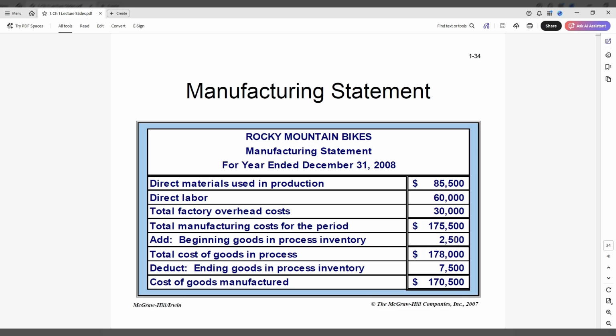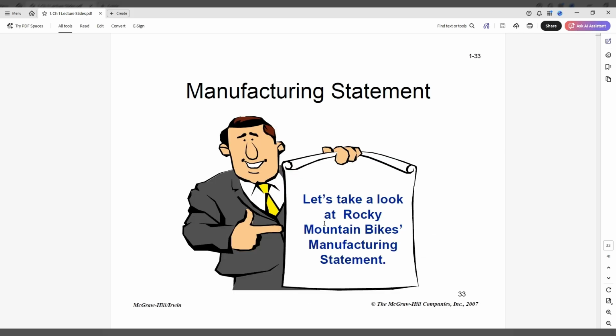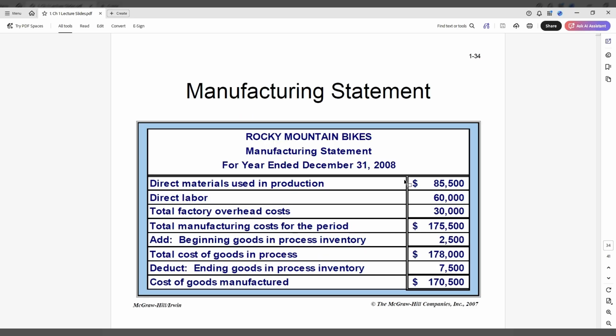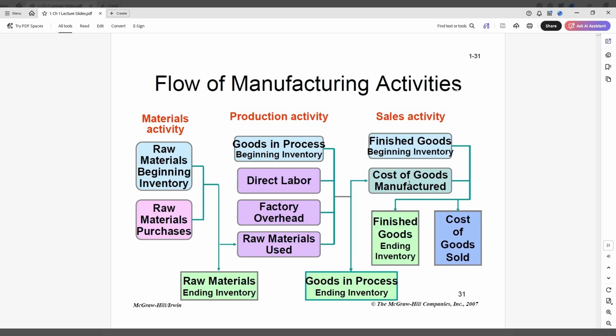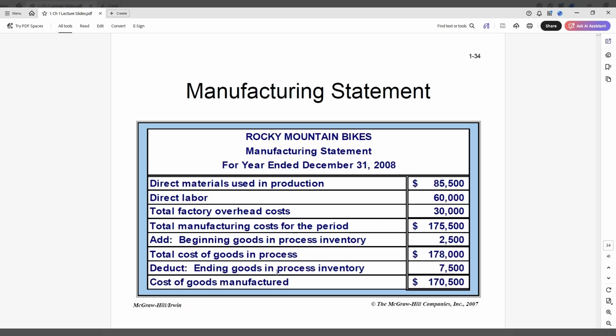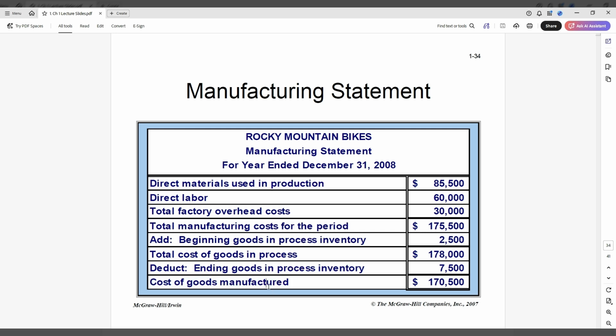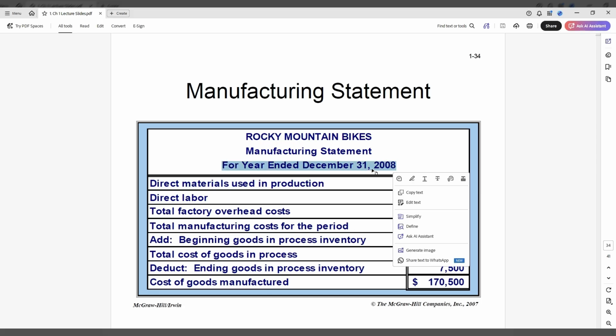All right, let's look at a manufacturing statement. This is the report I was mentioning earlier that we could use to figure out cost of goods manufactured, and that's this figure here. Another way to say that, if you want to remember it, is that cost of goods manufactured is the new finished goods that were produced in this year. This is for the year ending December 31st, 2008.